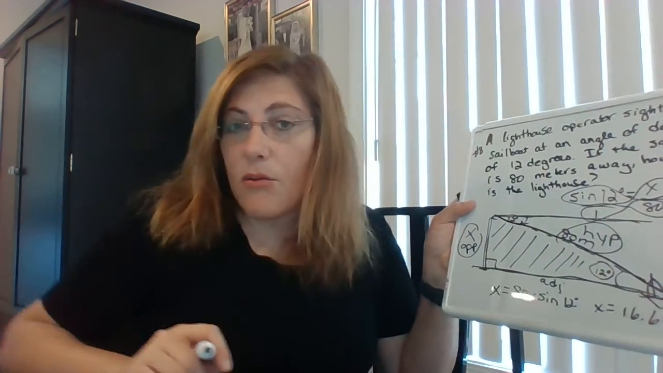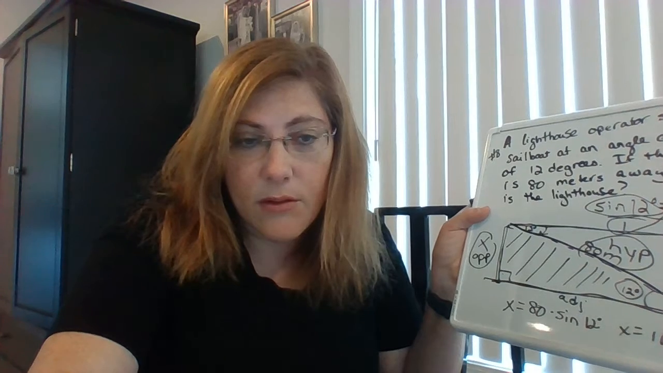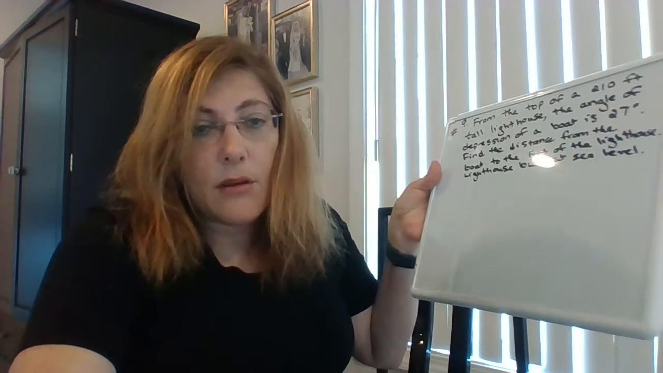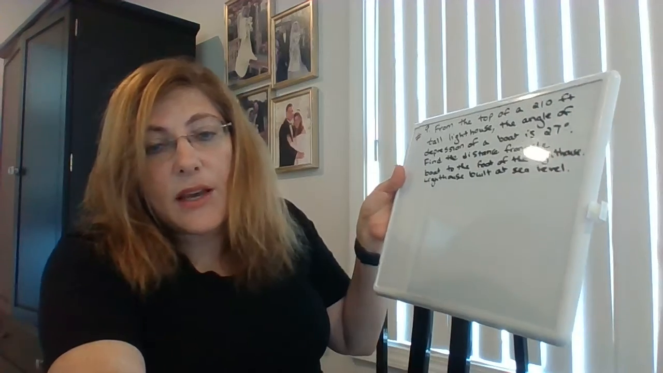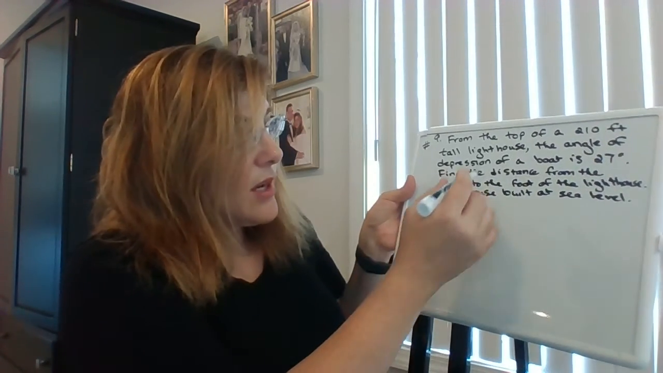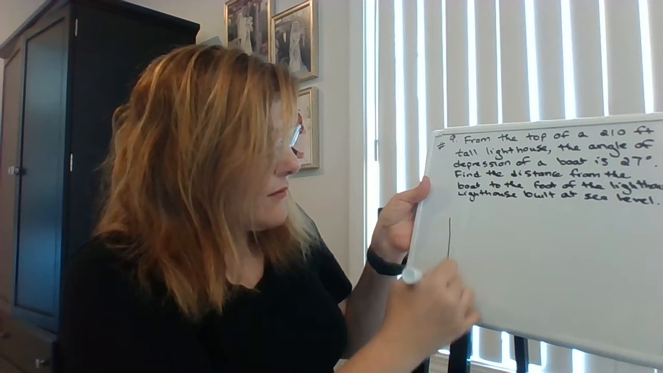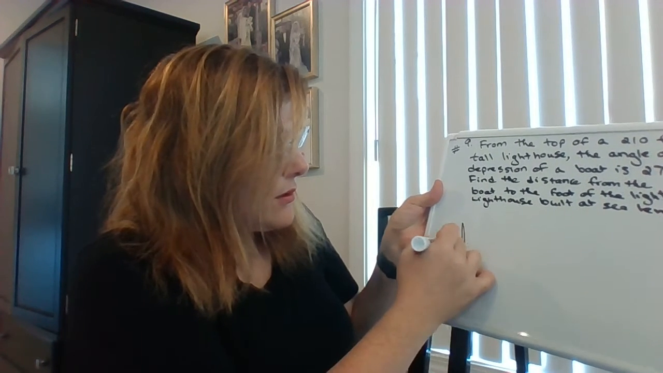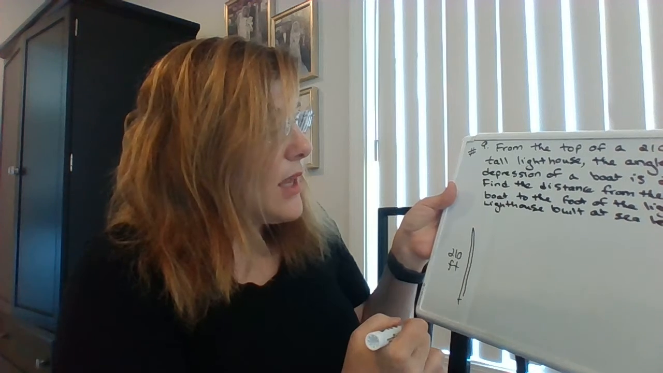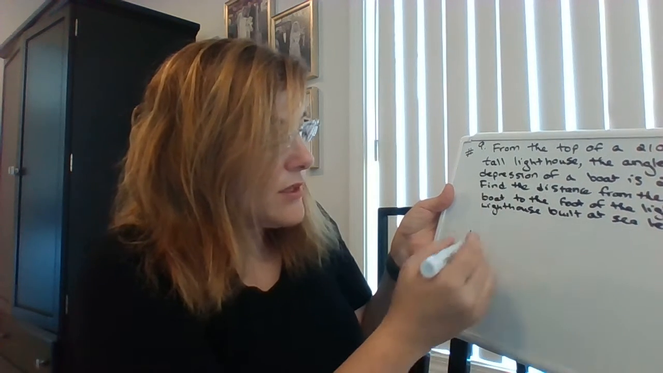Let's try one more. Just the setup. I'm not even going to show you the whole thing, just the setup. Okay, I'm just going to help you set this one up. This is number 9 from the homework. From the top of a 210-foot tall lighthouse, here's the lighthouse, it's 210 feet. The angle of depression of a boat is 27 degrees.